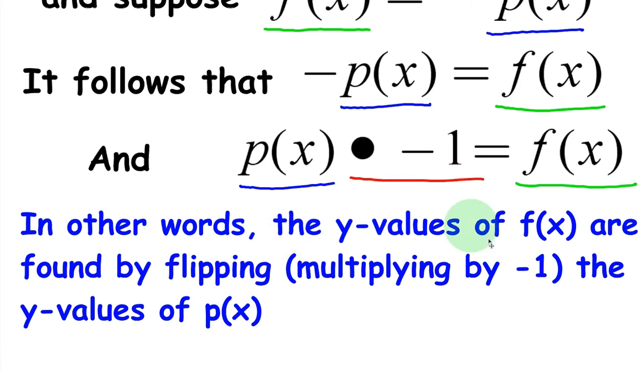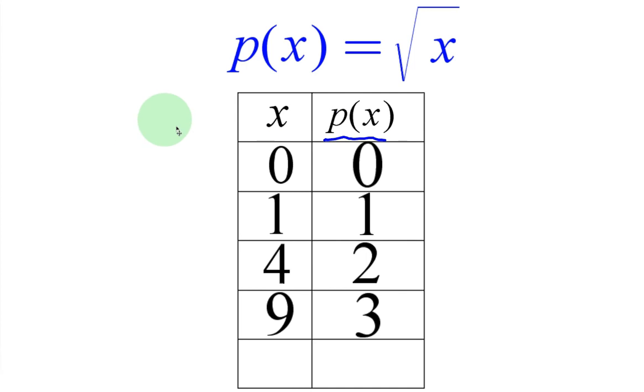In other words, the y values of f of x are found by multiplying the y values of p of x by negative 1. It's very simple. I like the fact that the vertical transformations are much easier to explain.